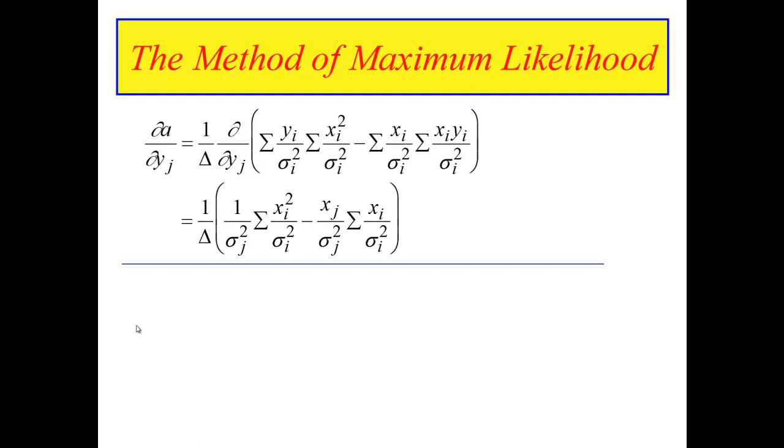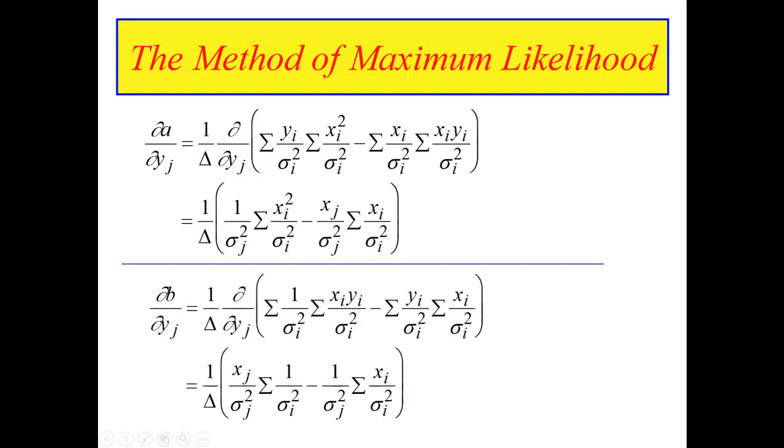I won't work through the steps of it other than to show what the results are. It's not that difficult because you just go back to the expression for A and take the derivative. And here's the expression for A. It's got the 1 over delta in it. The delta term didn't have any of the values of y, so it can come outside.